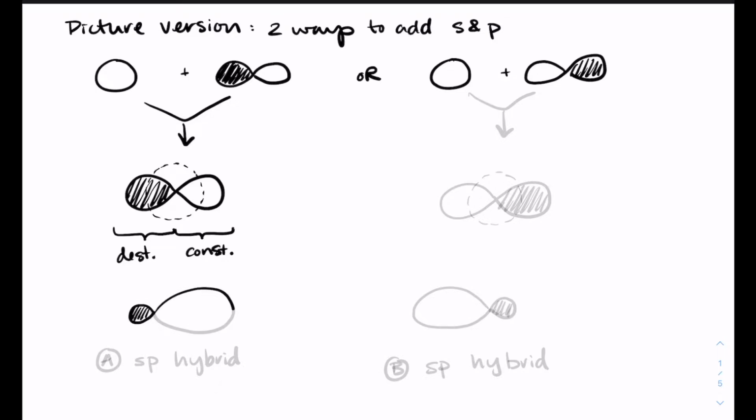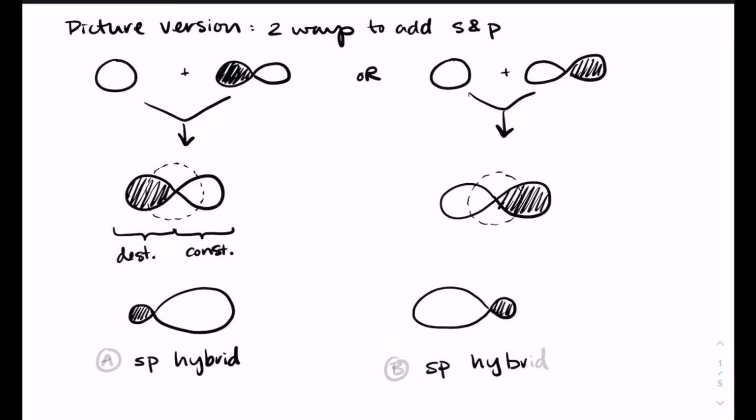That's a destructive. The lobe on that side is going to get smaller. Now, the other way that I could add this together is if my p orbital were shaded the other way, and this gives me constructive interference on the left, destructive interference on the right. So my 2 pictures here, each one is an sp hybrid, and we will be using these to make the bonds.